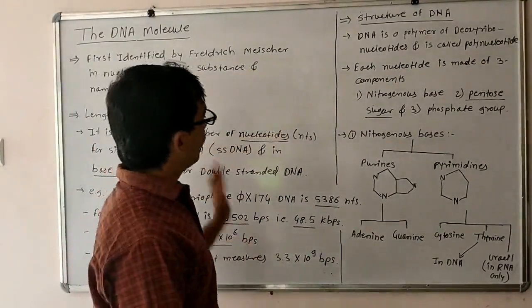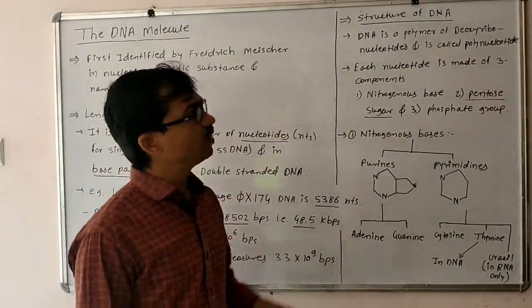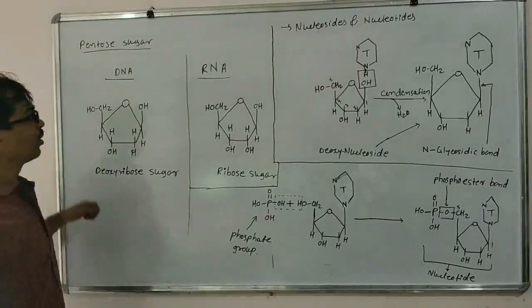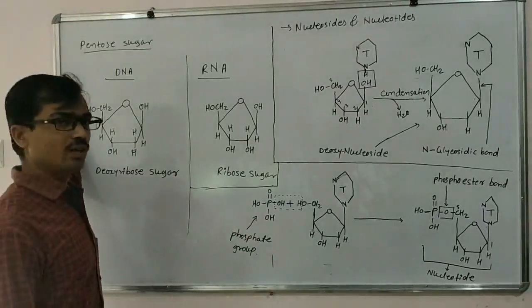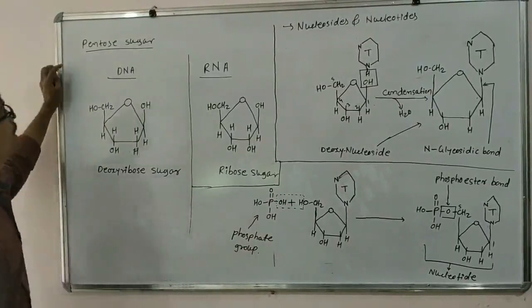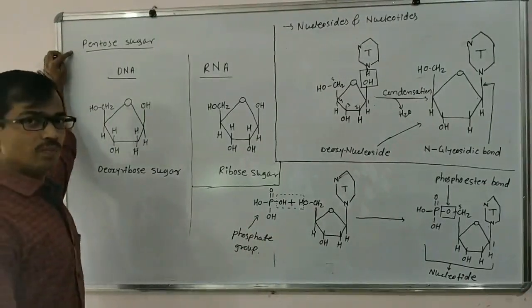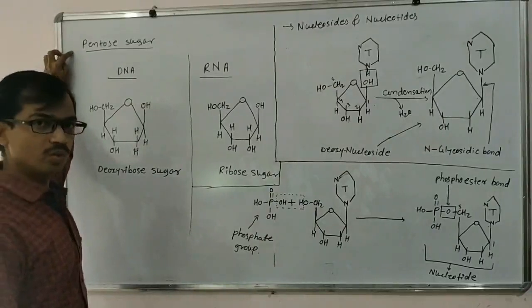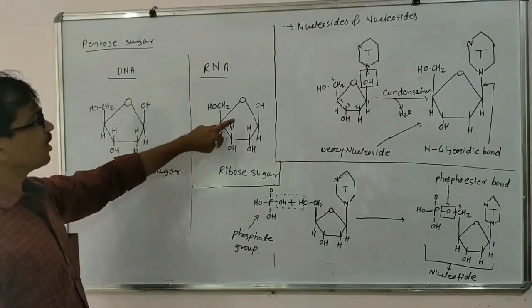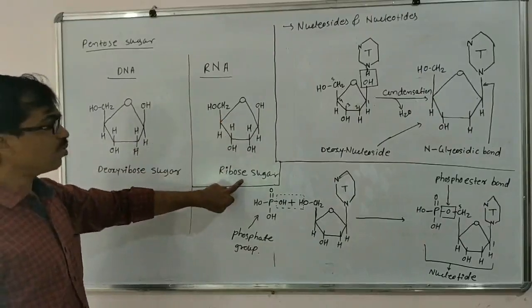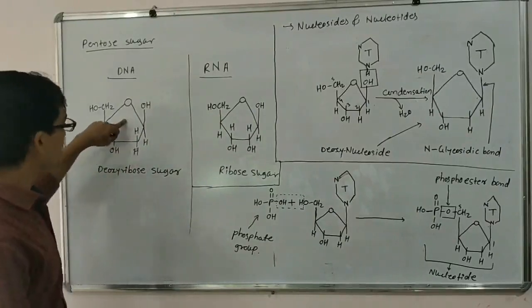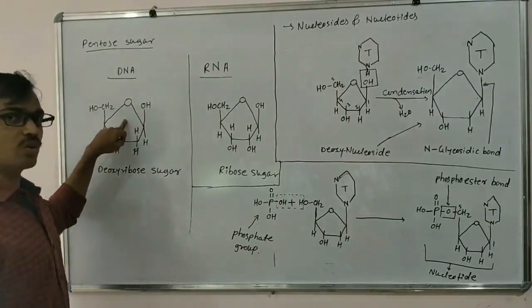Now we will see the next part of the structure of DNA. Okay, so in the first part we studied the structures of nitrogenous bases or types of nitrogenous bases. Now we will discuss the structures of pentose sugars which are present in DNA and in RNA. So the type of pentose sugar that is present in RNA is called ribose sugar, and its variant which is present in DNA is called deoxyribose sugar.